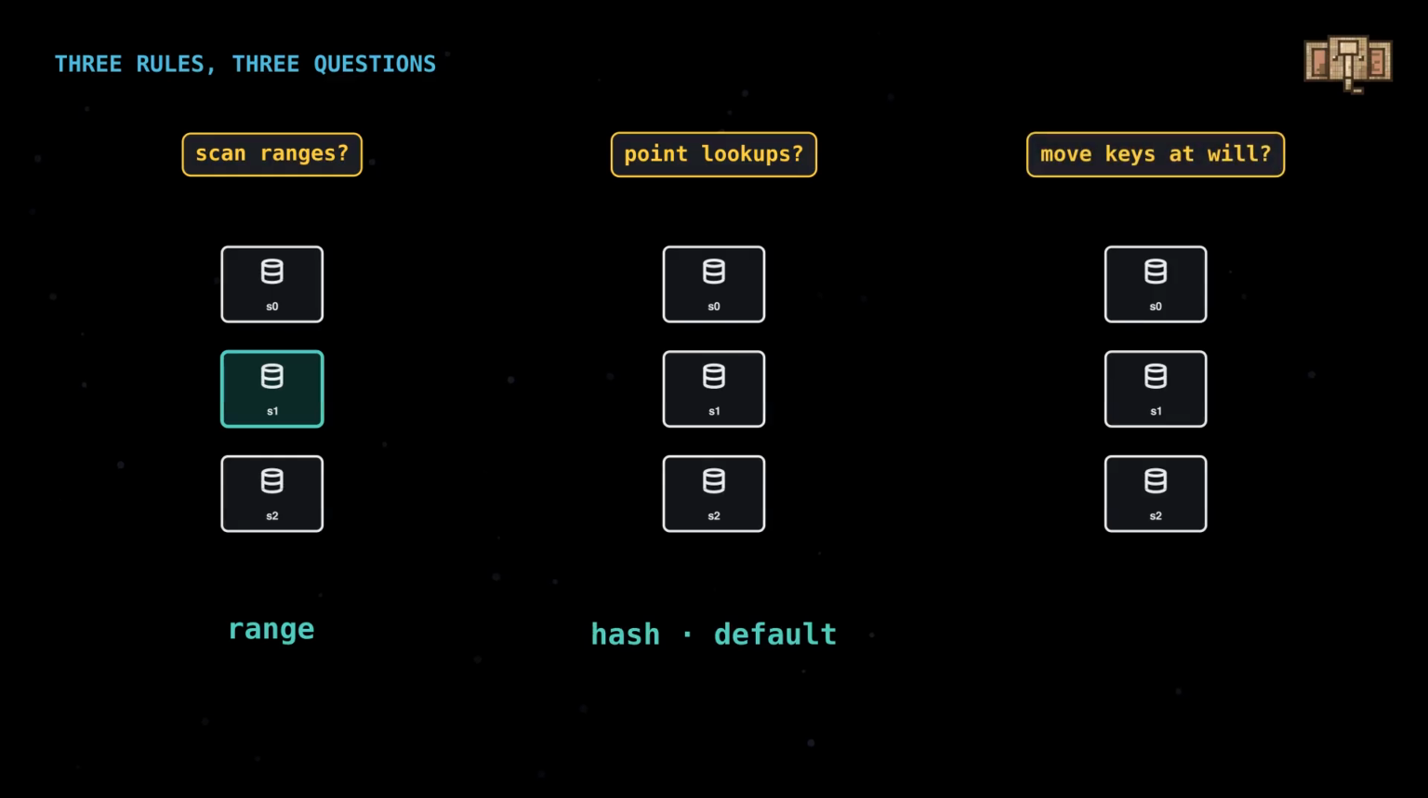Question 3. Do you need to move specific keys at will or treat some tenants specially? That is the directory. Total control for an extra hop. And notice that you can compose them. Hash for the crowd, a directory for the exceptions. Keep that composition in mind because the second half of this video is about the exceptions.